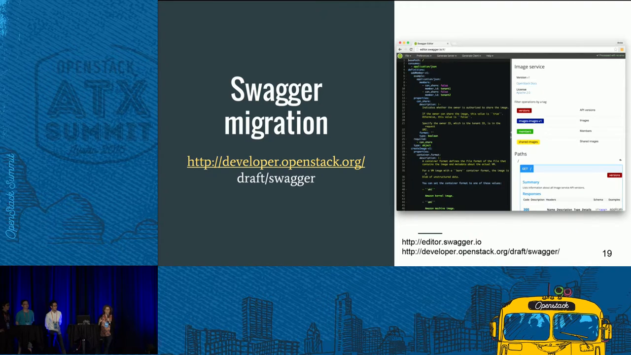Something like compute takes a very long time. It's 231 operations just for the compute Swagger file. Something like this one in the screenshot is 13 operations. So I think there's a little bit of difference too between the services on what we'll be able to do.